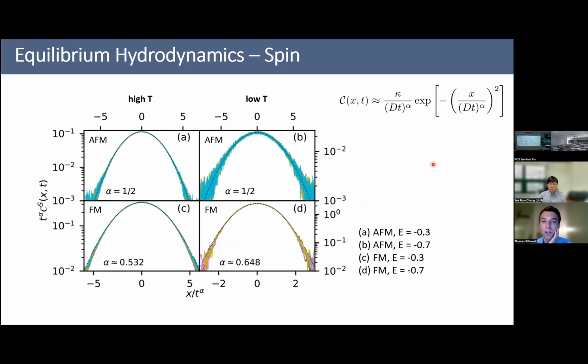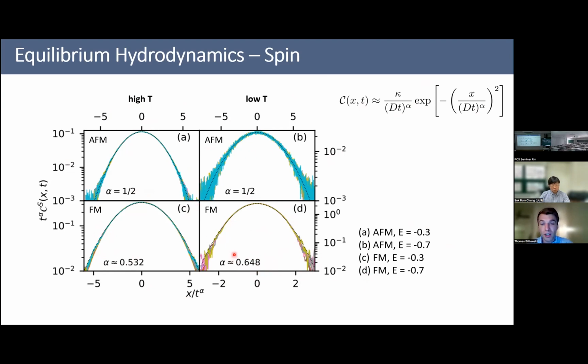So we looked at it a bit further. You can look not only at the autocorrelator, but at the full correlation function, and ask: do I get a diffusive scaling collapse or not? The antiferromagnet shows perfect Gaussian scaling collapse both at high temperature and at low temperature, so that is always consistent with nice diffusion. The ferromagnet is again only consistent with diffusion at high temperature, whereas at low temperature you really have to use a generalized exponent alpha, which again is very close to 2/3 for the temperatures I'm looking at here.